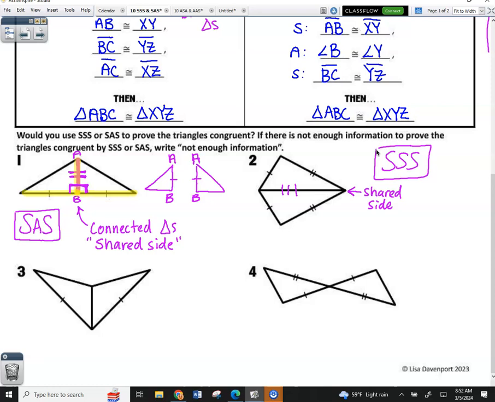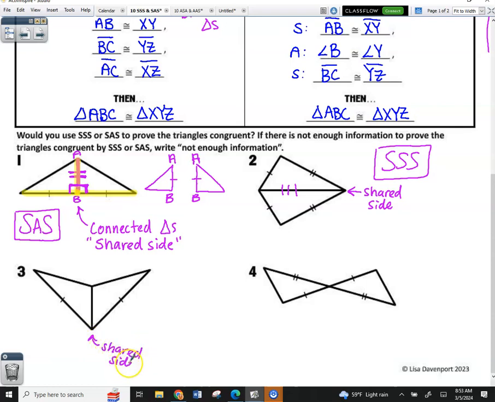All right, number 3. Looking at number 3, are they touching? Then there's sneaky info that we need to mark. What's the scenario here? There's a what? Shared side. Let's draw an arrow to it. Let's write the words shared side.